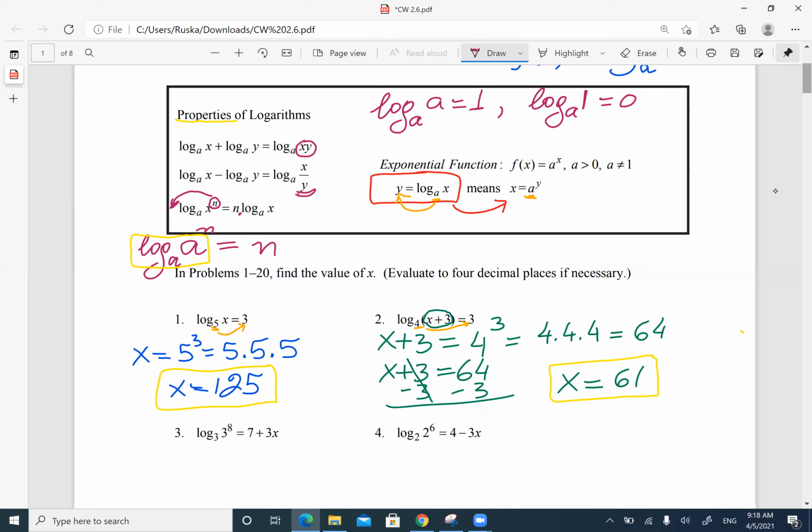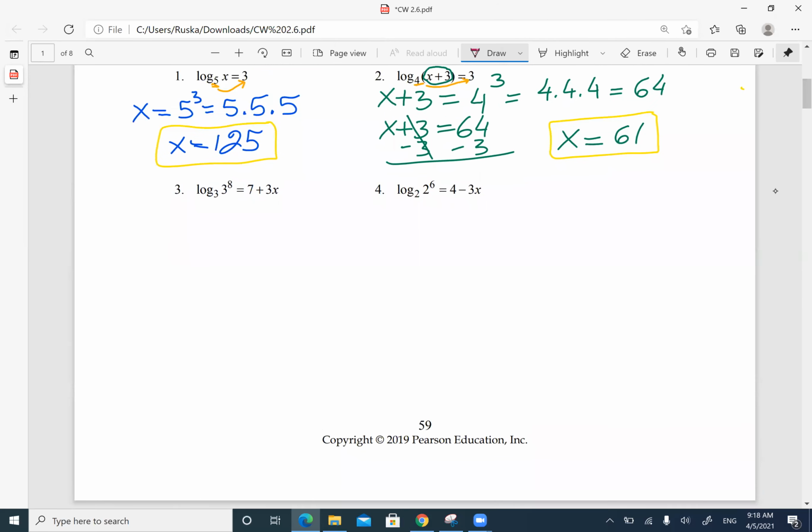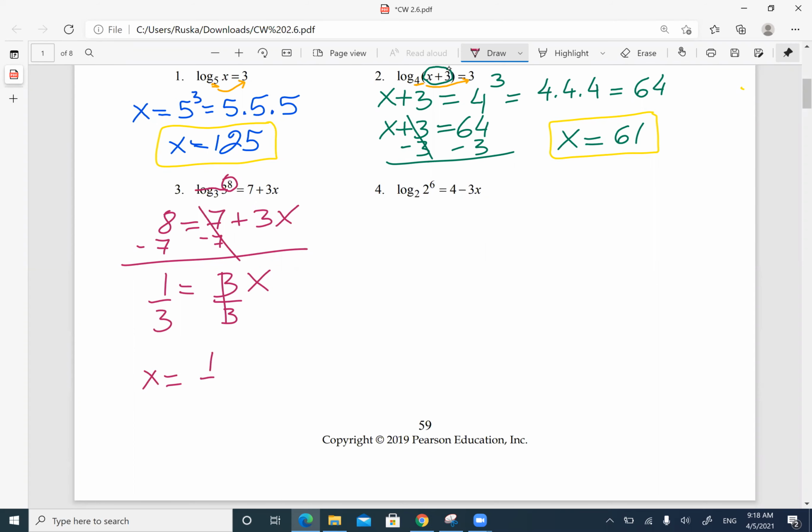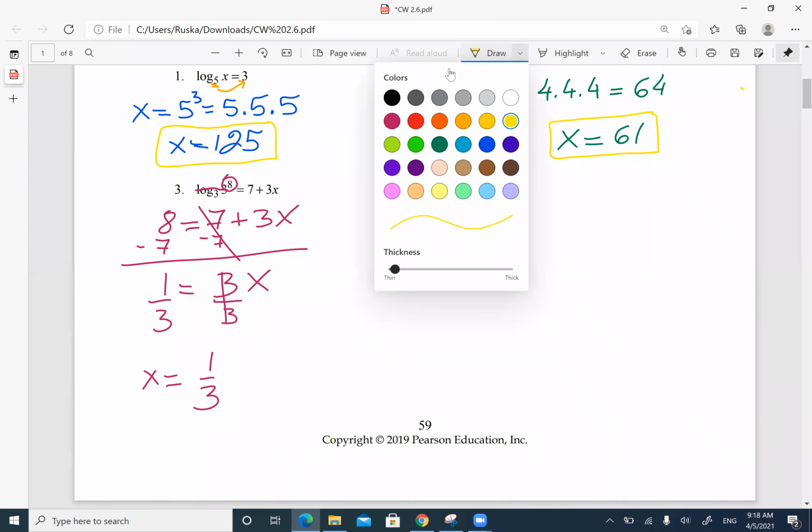So now let's continue solving these equations. So here I told you you're going to cancel this, log 3 of 3 is 1. So the answer here is 8 equals, so only 8 is left, 7 plus 3x. And then you're solving this equation when you subtract 7 on both sides. And you're going to get 1 equals 3x. Then you're going to divide both sides by 3. And that will give me x equals 1 over 3. Okay, any questions?